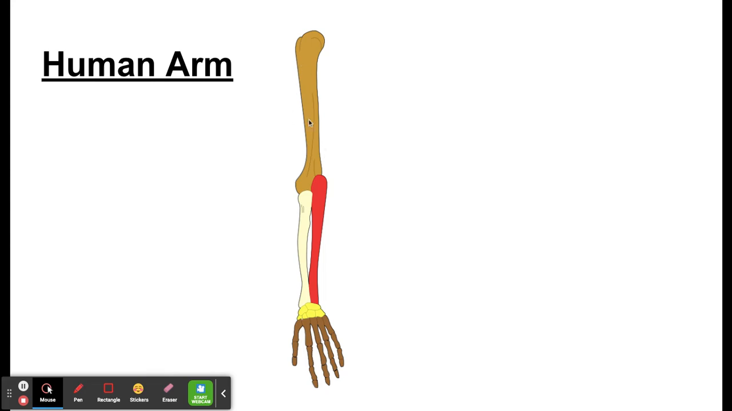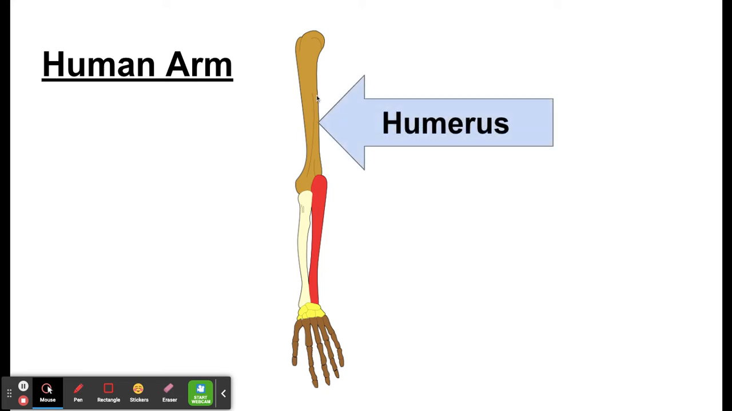Up here at the top, what do you expect this one is called? We have one longer arm bone. It is the humerus. Then it branches off into two side-by-side bones in the lower arm. So this is like your elbow. Down here in the lower arm, you have two bones side by side.